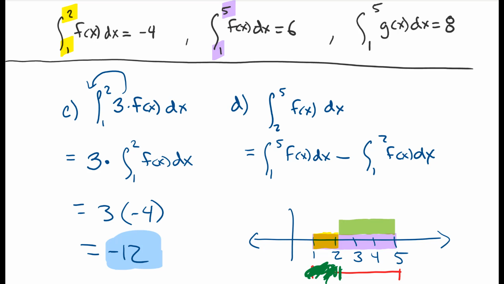That's a big concept. That's something you need to be able to do, and now we can just pop it in. From 1 to 5 is equal to 6 minus whatever the answer is here. That's -4, so we get minus -4, and our answer is 10.